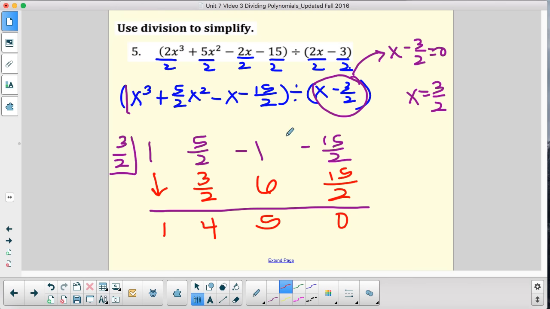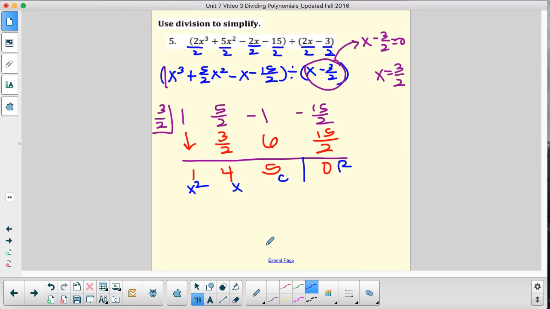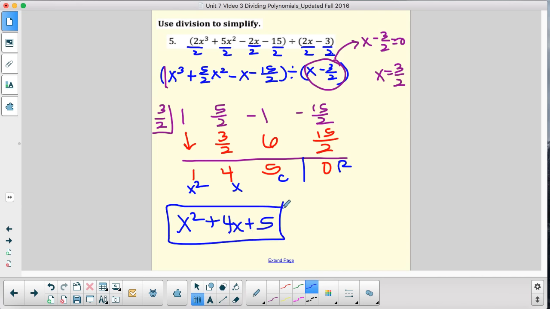Now that I've done this, I can go ahead and write out my answer. Remainder, constant, we're using x, so x and x squared. So my answer this time is x squared plus 4x plus 5. There is my answer for number 5.